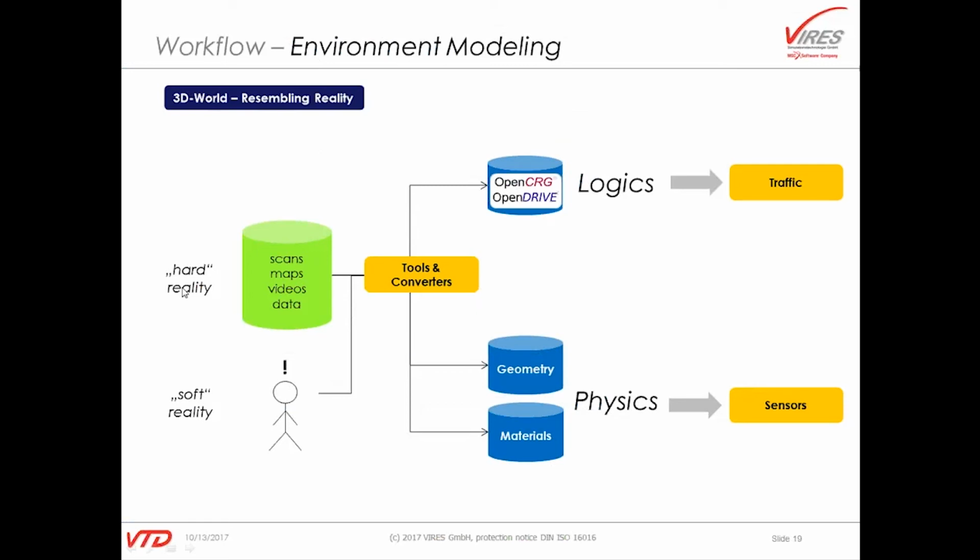For us, hard reality means that you try to resemble something that is really there in the world out there. So this means you're using actual scans of data, of environments. You're using actual map data like OpenStreetMap or other data, videos and other data that you may have, and you try to convert this into something that you can use for the traffic in terms of a logical description of a road network or a road environment, and into something that you can use for the physics or for the sensors, where you create a 3D geometry and material descriptions.